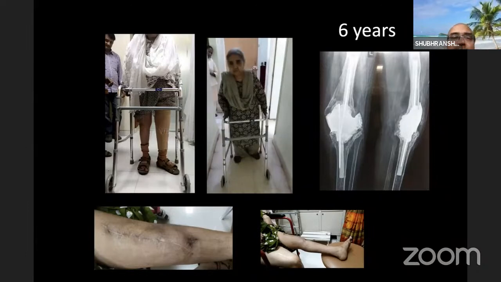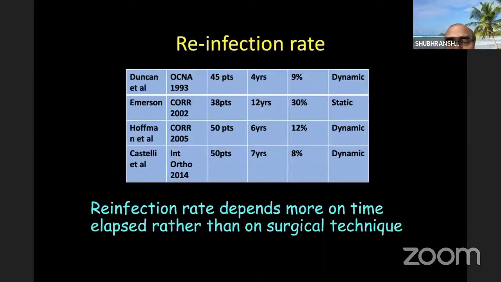functions as well. The reinfection rate, which Mark Pearson, Emerson has described in the literature, depends more on the time elapsed rather than the surgical techniques. So if you see the 4 years, 6 years, 7 years reinfection rate, the 12 years reinfection rate is almost 30% in a static spacer. That is what they have shown.